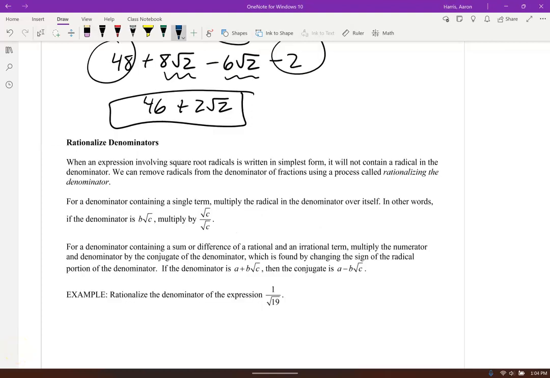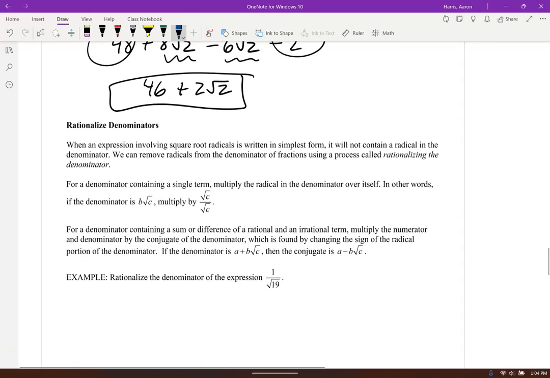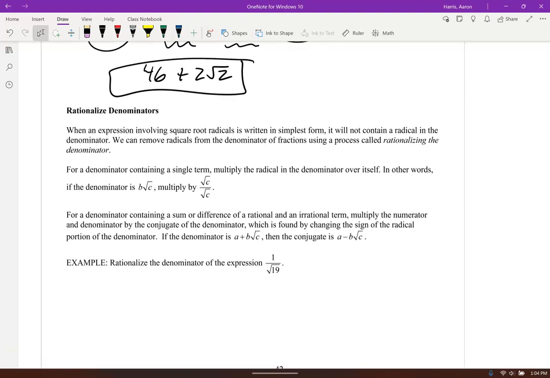So when we rationalize denominators, you don't want to have a square root on the bottom. You don't want an irrational number in your denominator there. So what we do is we rationalize it. And we rationalize it by multiplying it by itself.